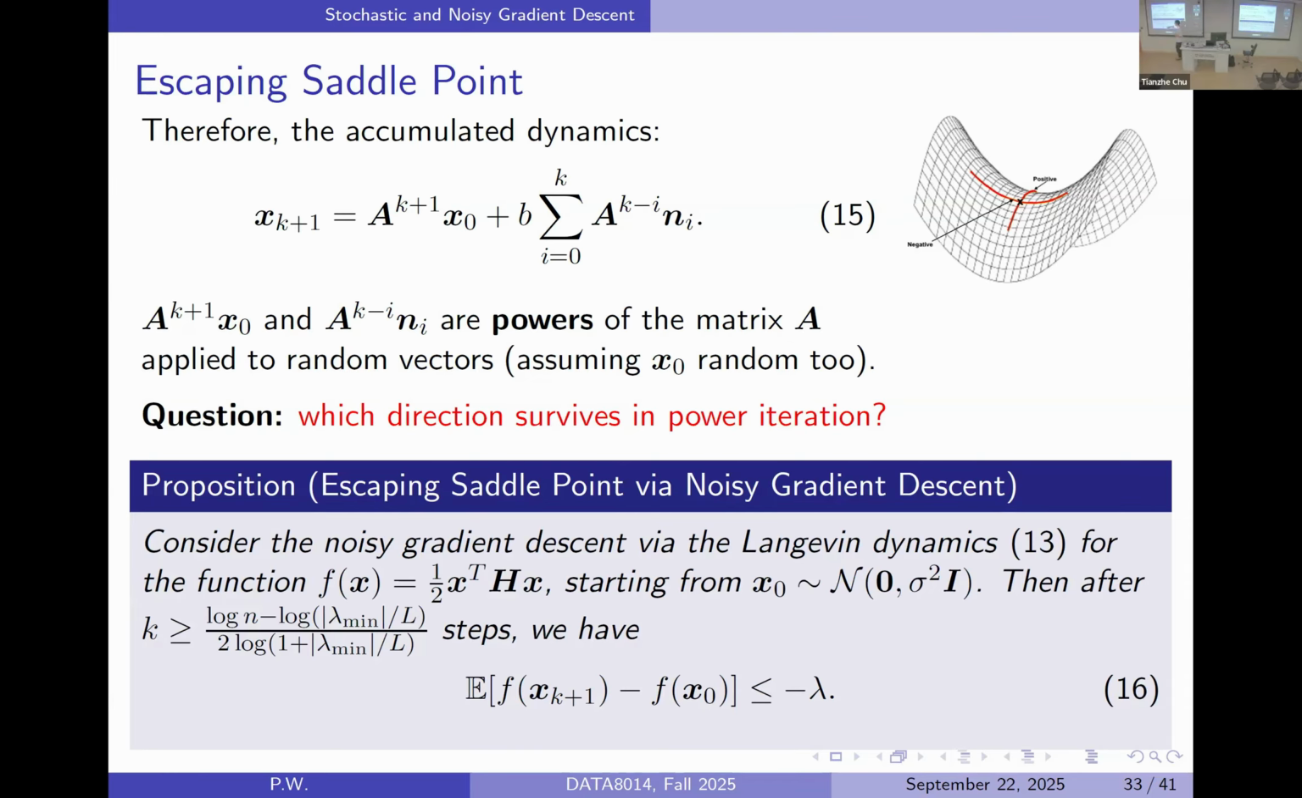Then after this number of iterations, what can you see? You can see the function value over the starting point, the conditional function value, right? The gap at step k plus 1 is smaller than minus lambda, right? That says the function value significantly decreases over the initial point, in expectation.